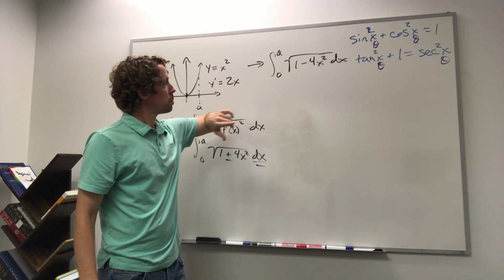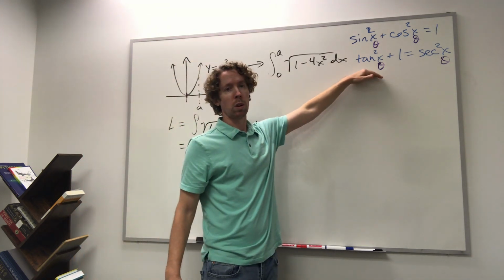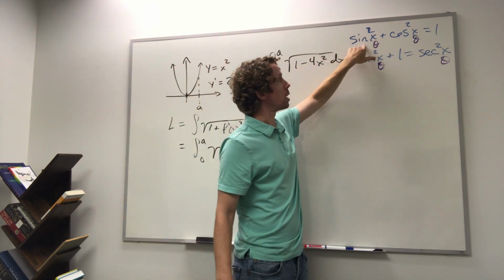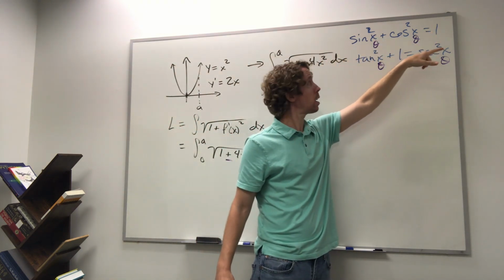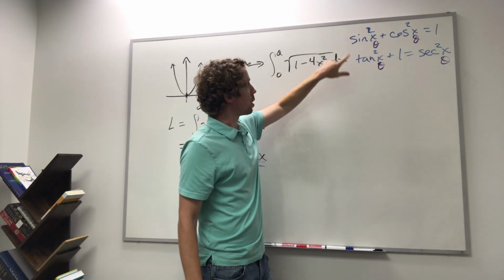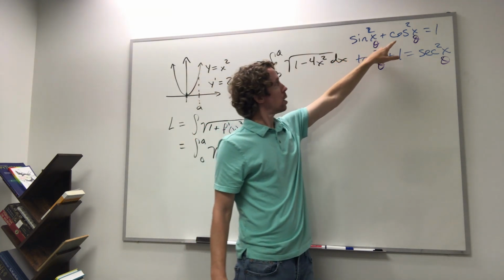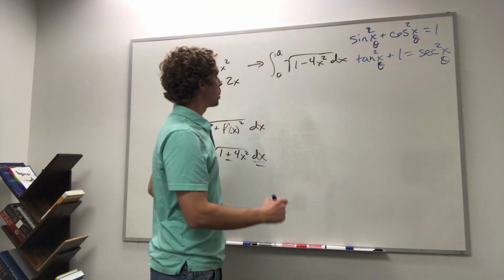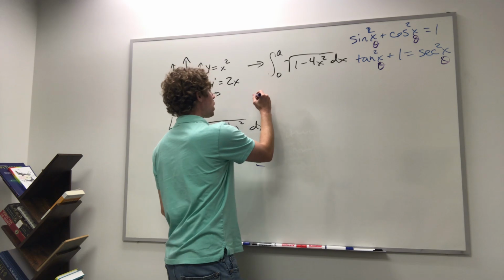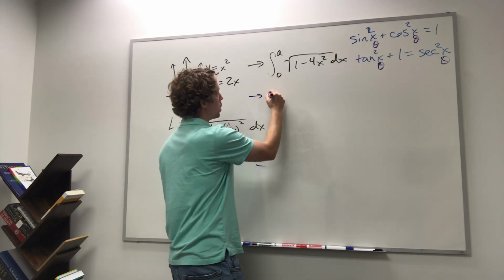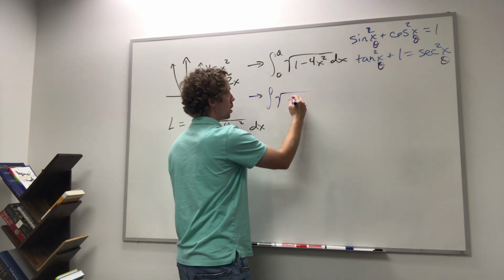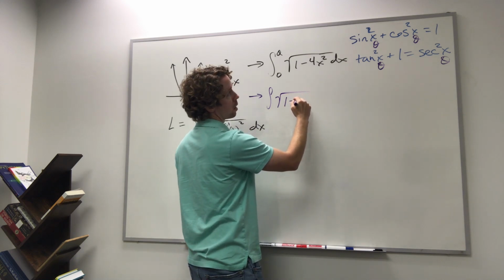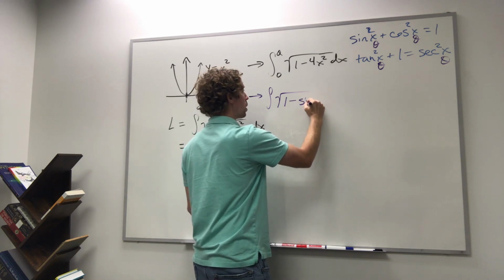For this problem, instead of using the tangent squared plus 1 equation, I'm going to move either sine squared or cosine squared over to the other side. So for example, if I subtract sine squared, then I get cosine squared theta equals 1 minus sine squared theta. That's what I use here. So what I'm wanting to get to is the square root of 1 minus sine squared theta.